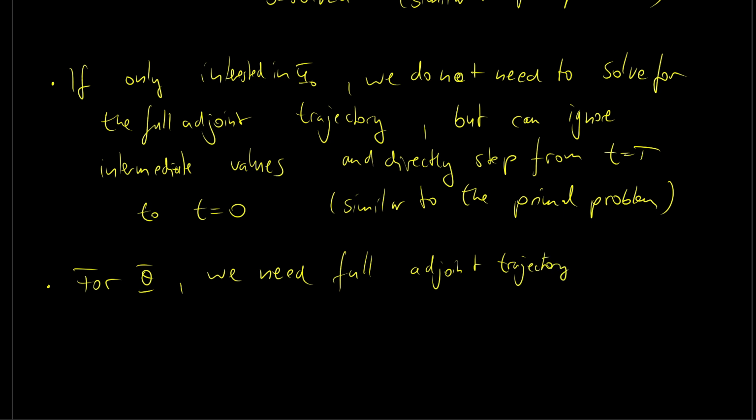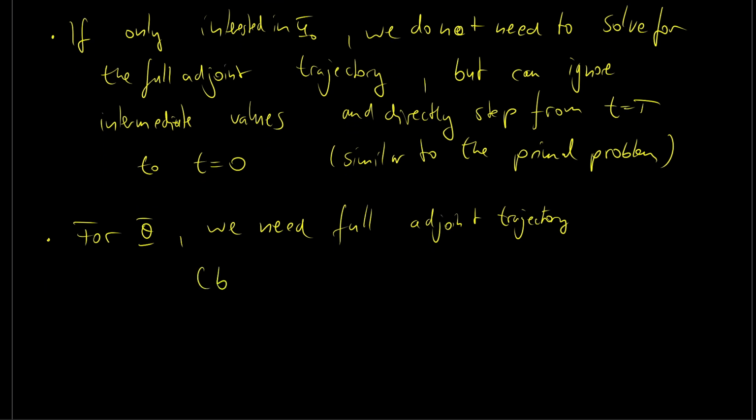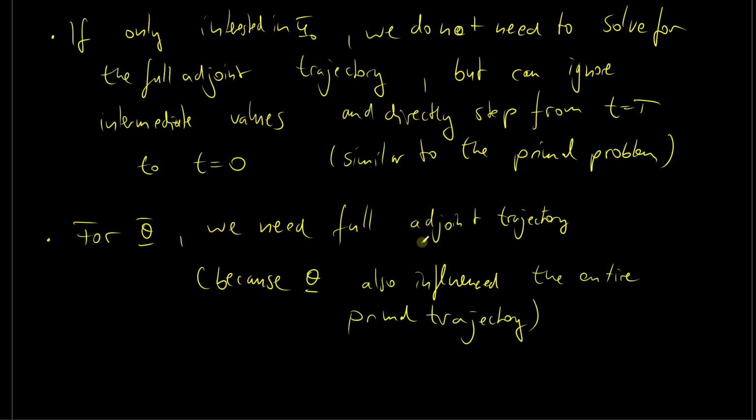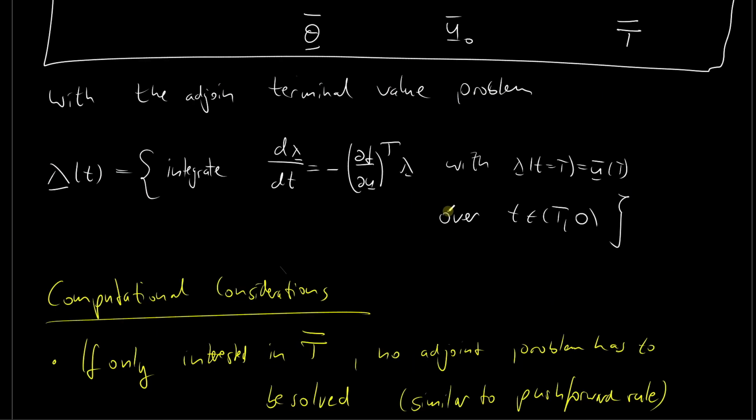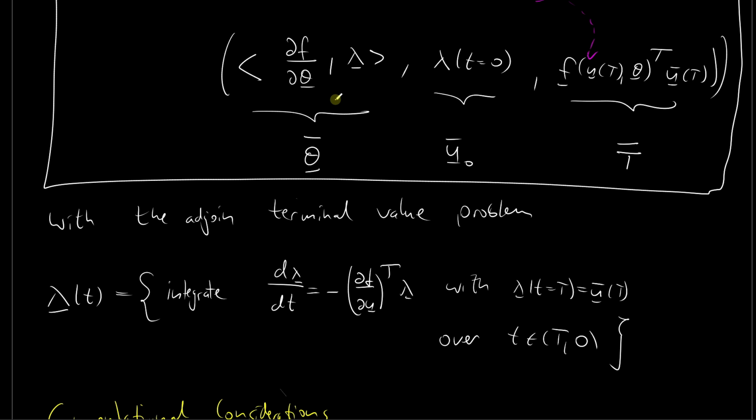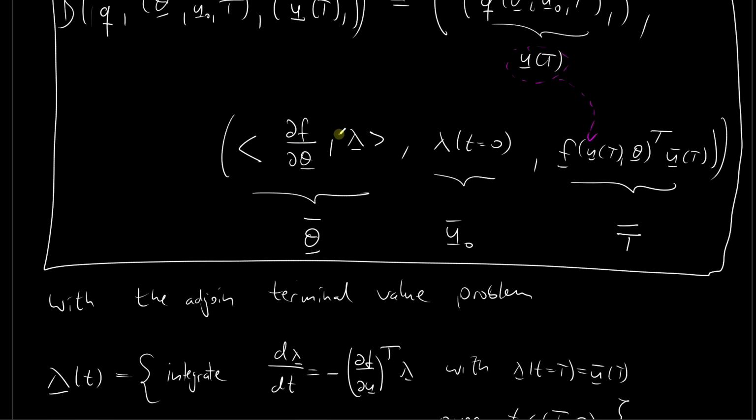And I thought of kind of motivating this, at least this makes sense to me, hopefully it also does to you. This is because theta bar, so the original parameter vector theta, also influenced the entire primal trajectory. So we need the full lambda of t, of course, in order to evaluate the inner product, and then, for instance, use some numerical quadrature rule in order to evaluate that integral.